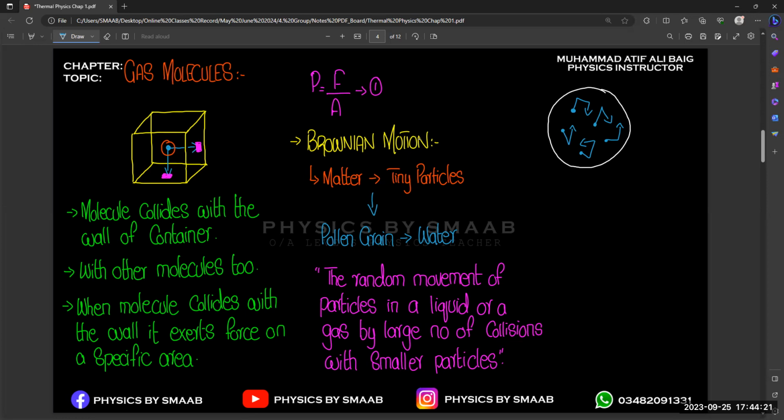Any other idea about the Brownian motion? Anything that you want to add? So basically, when we are talking about Brownian motion, there is the concept of random motion, and if we observe with the microscope the motion of the pollen grain or the small particle in liquids or gases, you observe that they are moving in random directions, and that is the concept of Brownian motion, right?